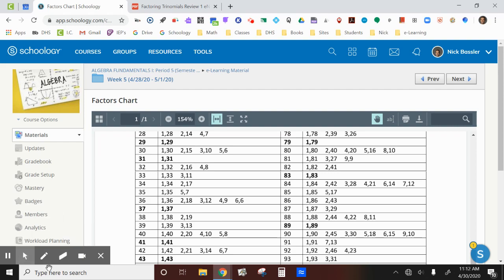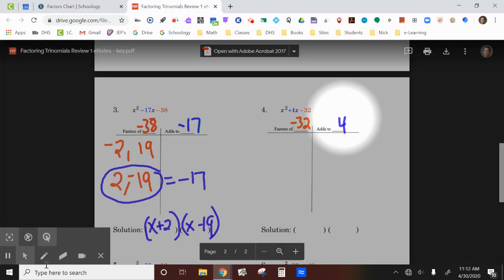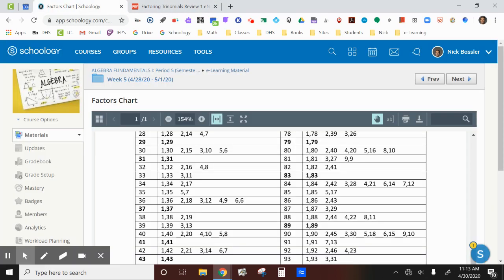So I have 1 and 32, 2 and 16, and 4 and 8. All right, but I've got to get that combo that gets me to 4. Well, 2 and 16 will never get me to a 4. A 1 and 32 will never get me to a 4. So it's just going to be that 4 and 8 combination there.